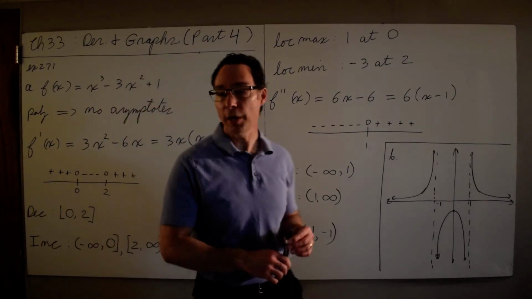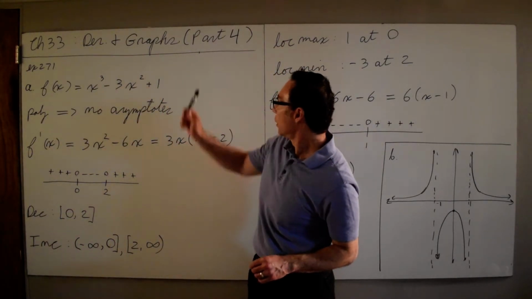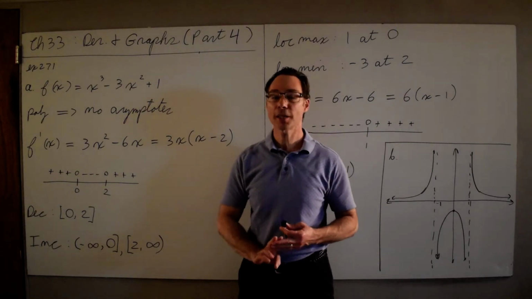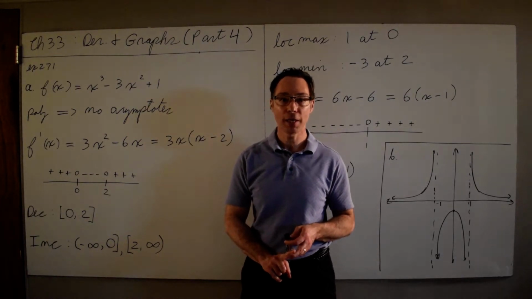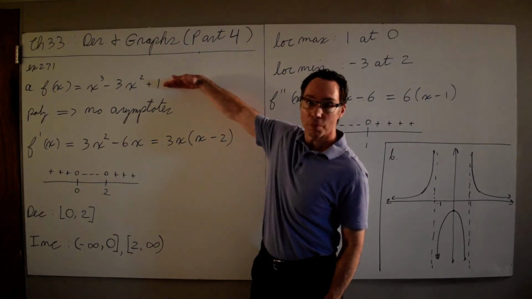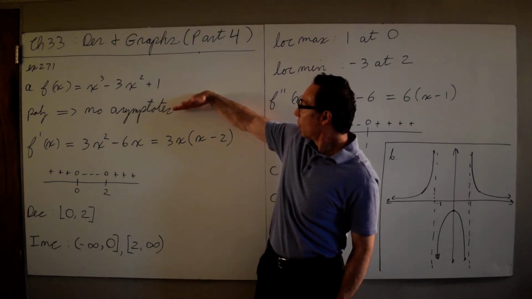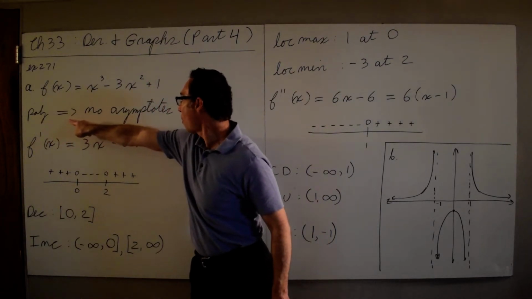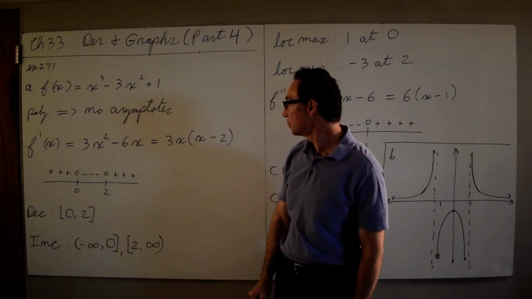This is the fourth video on Chapter 33, Derivatives and Graphs. What we're going to do different in this video and the next is we're going to look at intervals of concavity and inflection points. So we're going to start with the third degree polynomial. Because it's a polynomial, it has no asymptotes. So the fact that it's a polynomial implies there are no asymptotes.